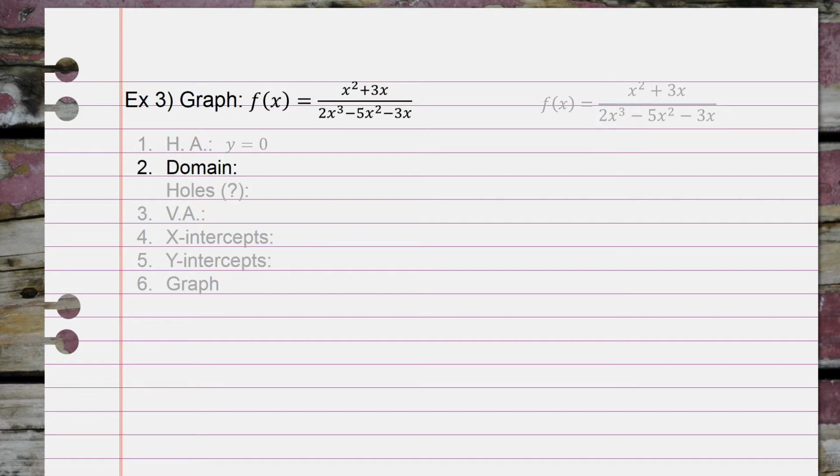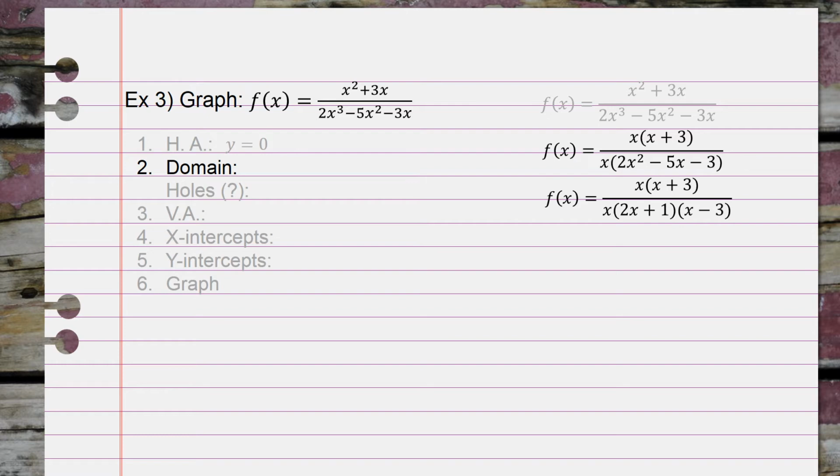Now we're ready to look for domain. To identify domain, the function has to be in factored form. So take a moment now to factor the numerator and the denominator completely. In the numerator, there is an x in common, leaving you with x plus 3. In the denominator, there is an x in common, so you factor that out, but it's still a quadratic, so it needs to factor again. And in the denominator, when you completely factor it, you will now have x times 2x plus 1 times x minus 3.